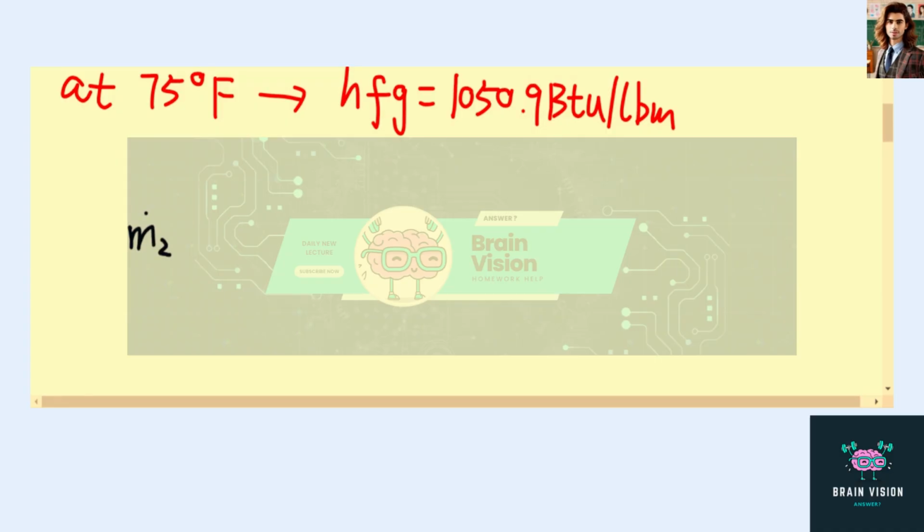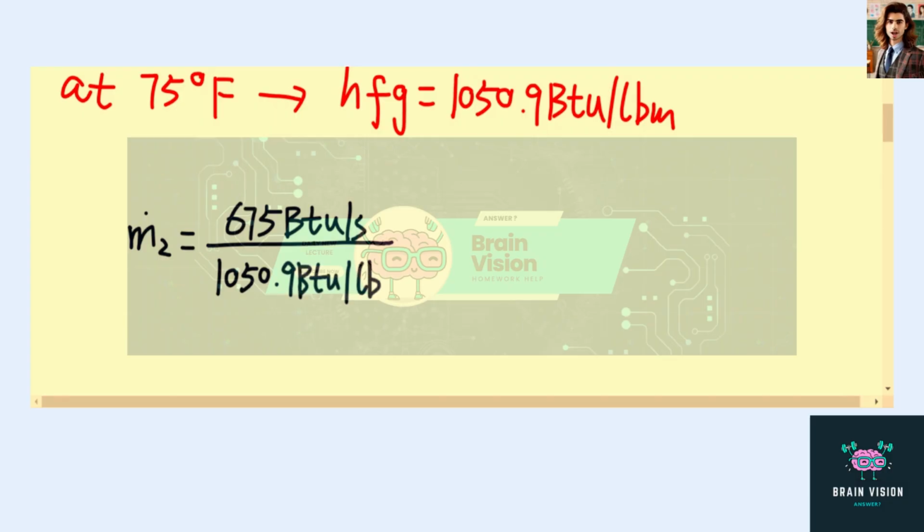So now let's plug back into the equation to determine the mass flow rate for the steam, which is equal to 675 British thermal units per second over 1050.9 British thermal units per pound mass. And this will give us the mass flow rate for the steam is about 0.64 pound mass per second.